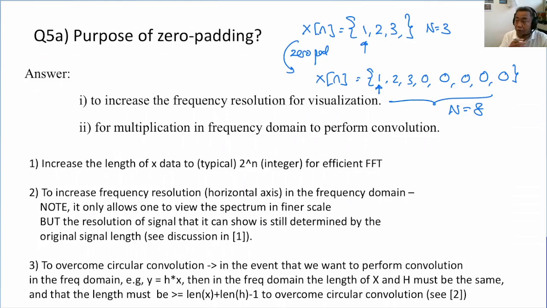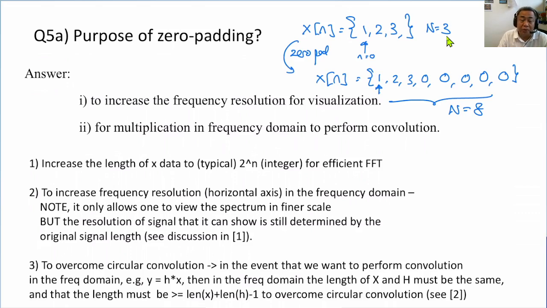This is question Q5a. What is the purpose of zero padding? Given x[n], a sequence with 3 samples, so here with n equals 0, the first sample, second sample, and third sample. Of course, once we are given that, we are assuming that the rest of the sequence is 0. We can, of course, take the Fourier transform of this, but then you'll be using N equals 3.